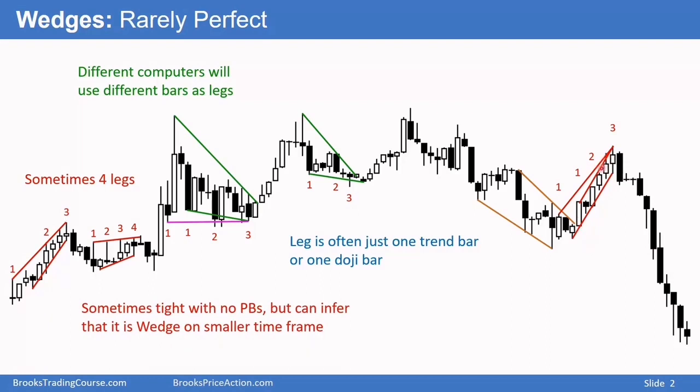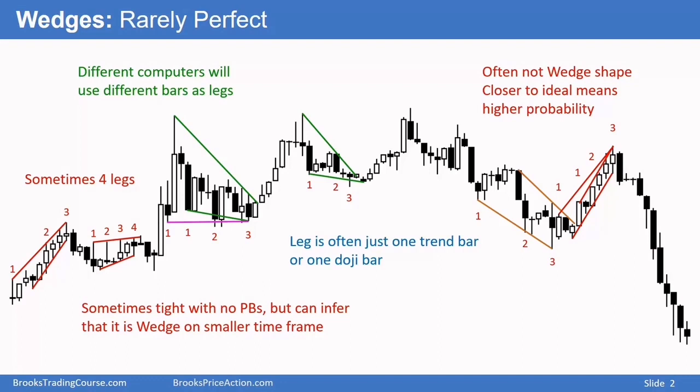Again, very tight channel. Does not look like a wedge here. However, you can infer that it's a wedge on a smaller time frame chart. 3 pushes down here, and it's not really convergent. However, 3 pushes down. Context is good for a wedge. We have a spike, pullback, and then possibly a channel. Strong enough breakout here for at least 1 more leg down. So 1, 2, 3. Traders will look for a reversal up.